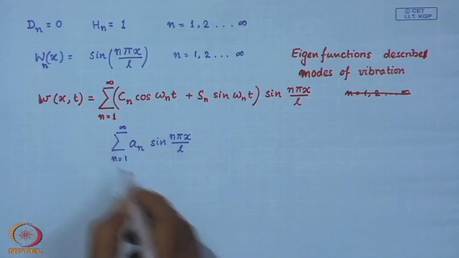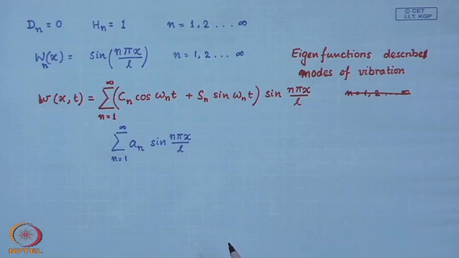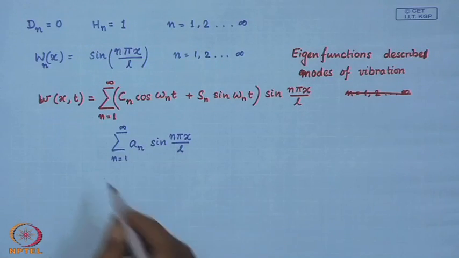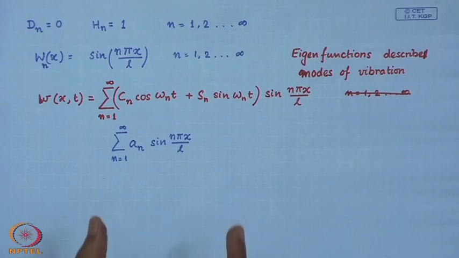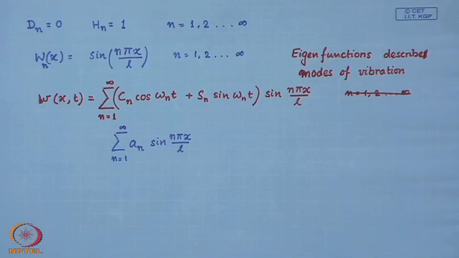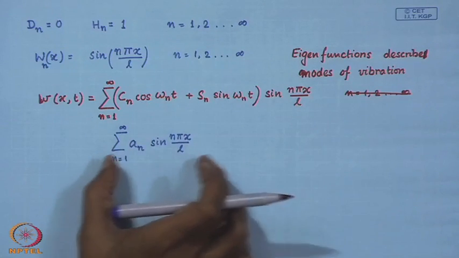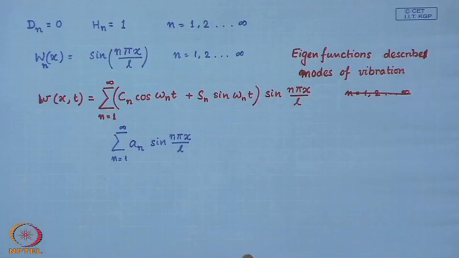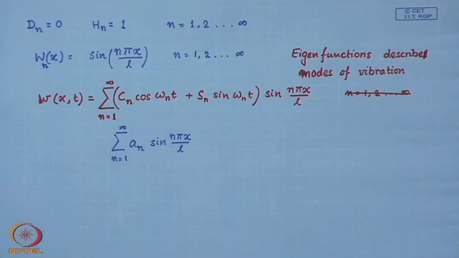So, this represents a function which is periodic, and so the periodicity is L, where L here refers to the length of the string. So, this structure of the solution, finally what we have is like a Fourier sine series.